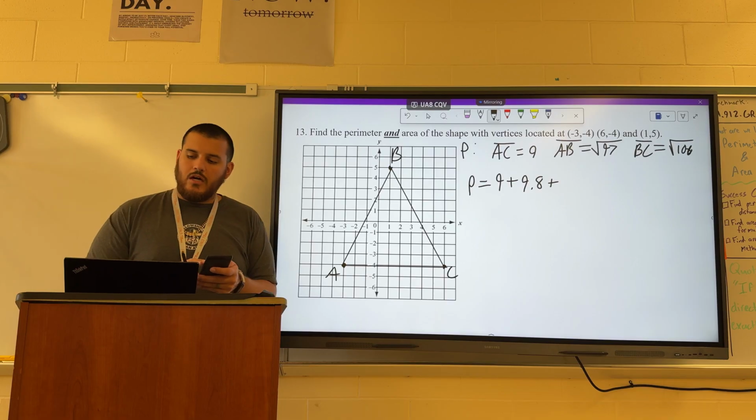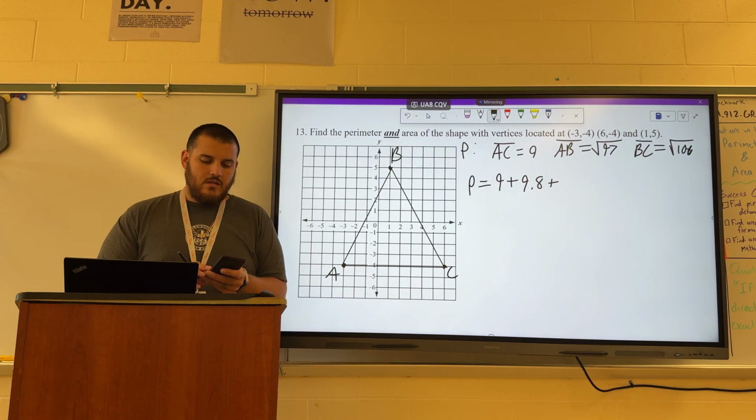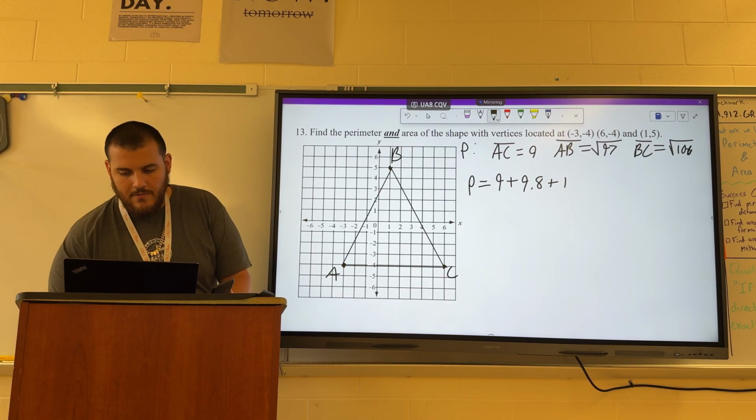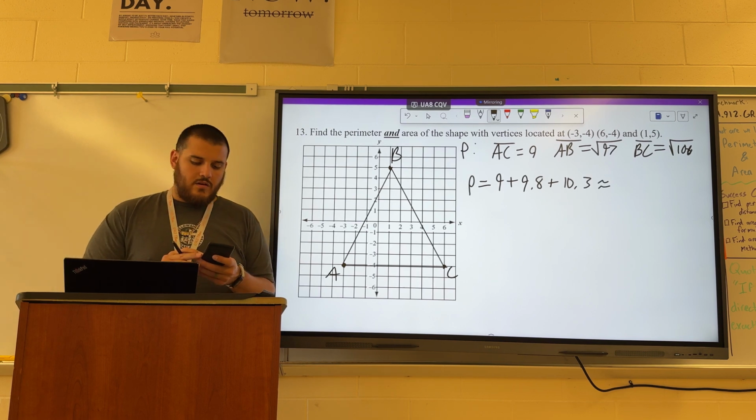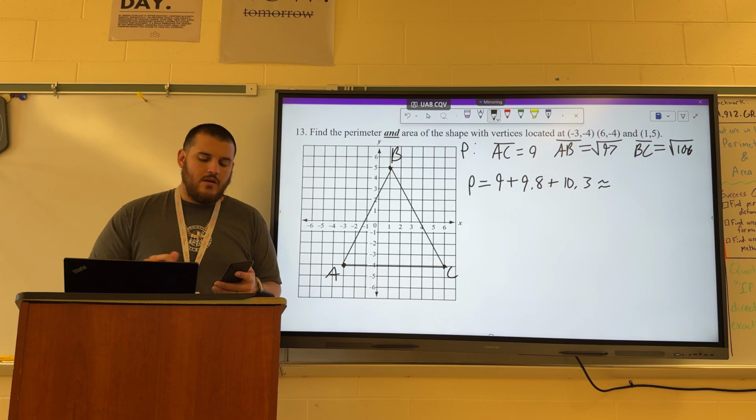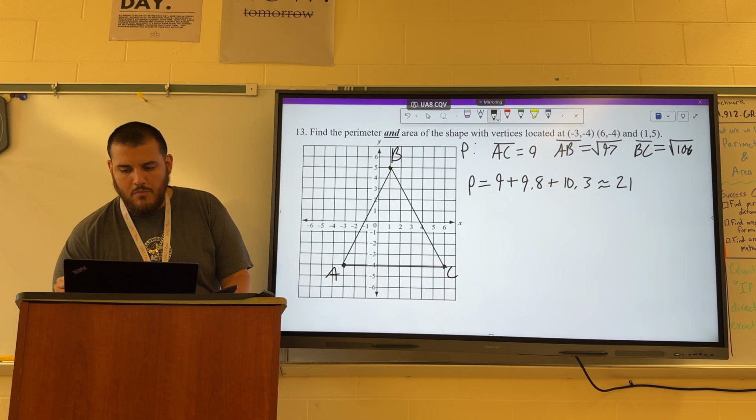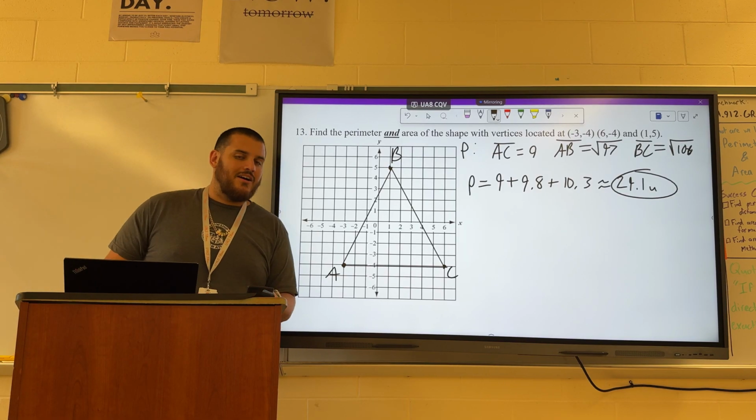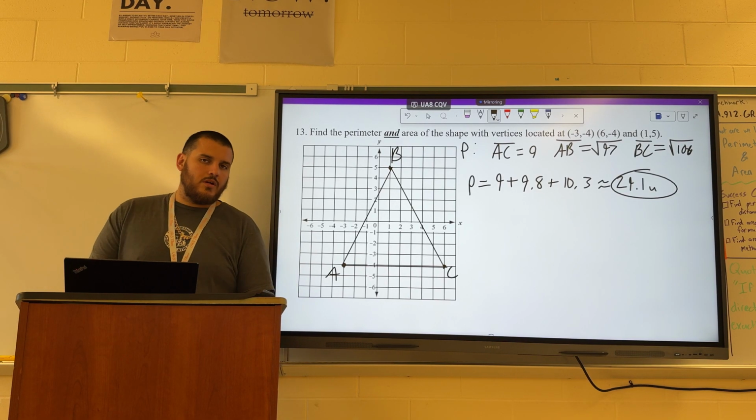Plus the square root of 106, it's about 10.3. And when I combine all of those, 9 plus 9.8 plus 10.3, we get about 29.1 units for the perimeter of this triangle. So that's our perimeter part.